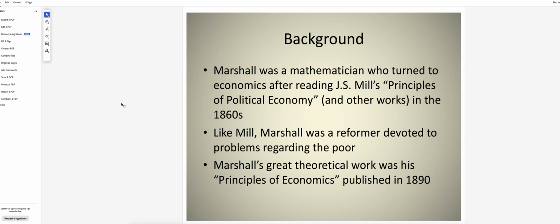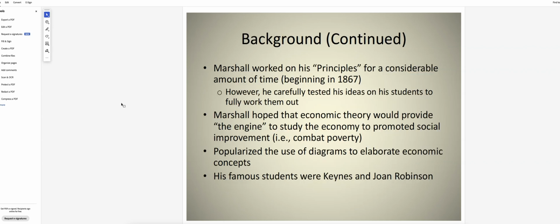Marshall himself, although originally trained as a mathematician, read Mill's Principles of Political Economy and basically switched over to economics. Now Marshall, unlike some of the previous economists, really was focused on the poor and how to make their lives better. And he saw economics as one of the vehicles to being able to achieve that.